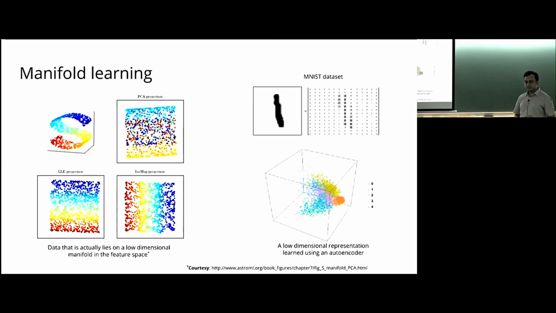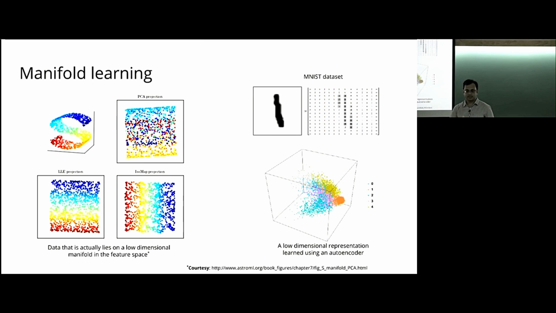So this is a countable set, right? The number of possible 28 cross 28 images. Yes, because it is binary, so you just put 0 or 1. Okay, so in principle, you can very easily represent it in one dimension. But I'm a little confused about the dimensionality.